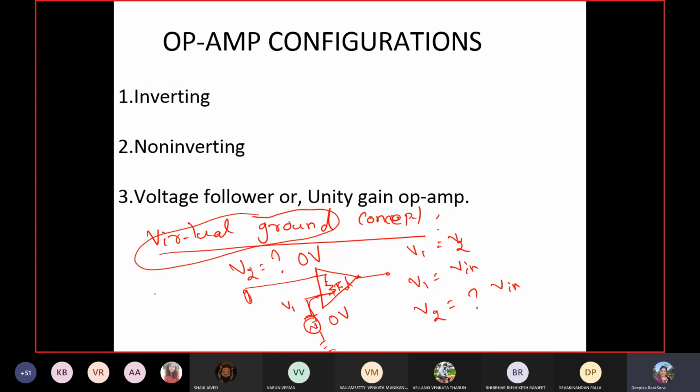Suppose this is V1, then you term the other V2. If you interchange the names, V2 here and V1 here, no issue; just remember the concept. The positive input voltage is equal to the voltage appearing at the negative input terminal. This concept you have to remember.